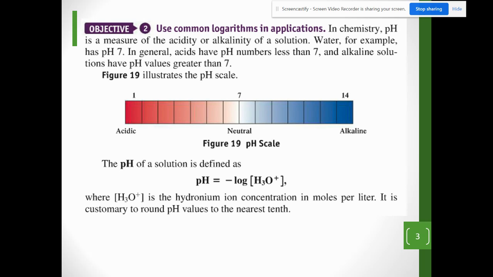Now, when is logarithm used? We use a logarithm in chemistry. We use the pH. It's a measure of the acidity of a solution. Water, for example, has a pH of 7. In general, acids have a pH number less than 7, and alkaline solutions have pH values greater than 7.